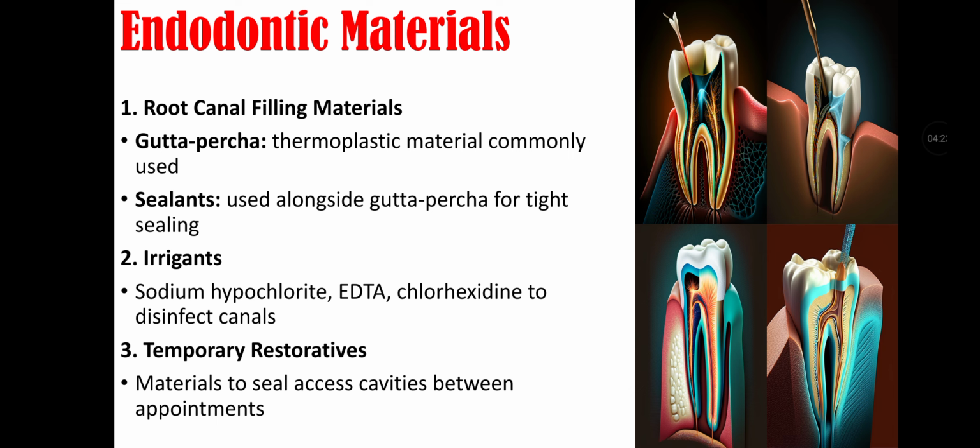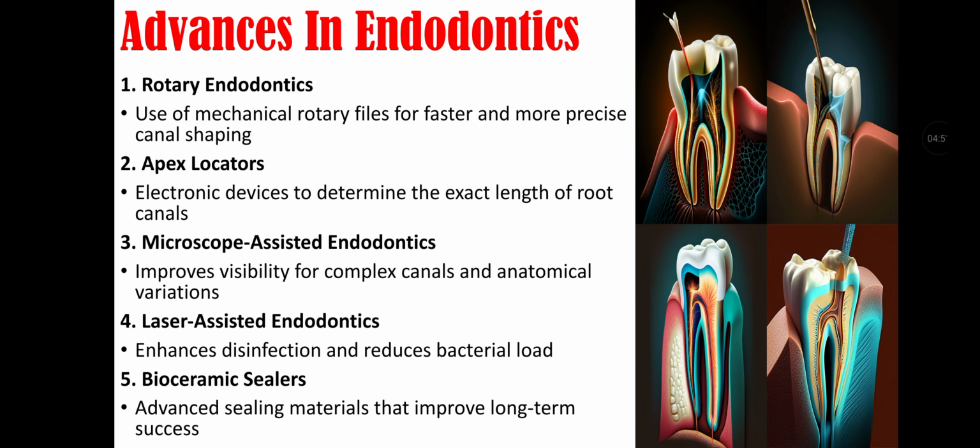Endodontic material. They include root canal filling material, irrigants, and temporary restoratives. Root canal filling materials include gutta percha and sealants. Gutta percha is thermoplastic material that is commonly used, and sealants are used alongside with gutta percha for tight sealing. Then there are irrigants that may include sodium hypochlorite, EDTA, chlorhexidine to disinfect canals. Then there are temporary restorations, that are materials to seal access cavity between the appointments.